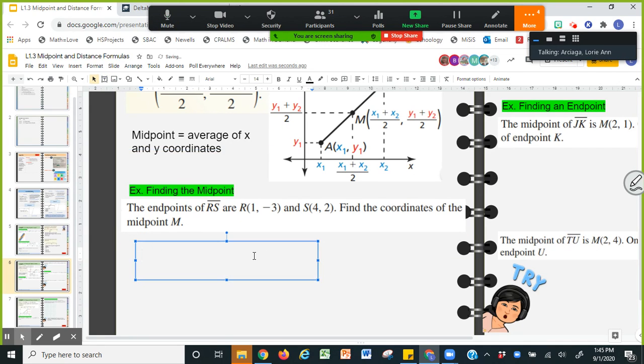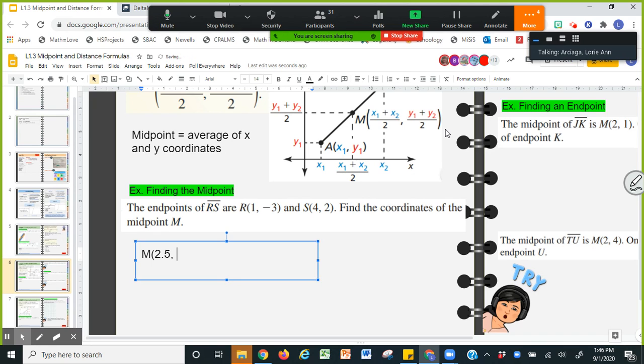Okay. So to find the midpoint M, we're going to add the x coordinates first. Why do I begin with the x? Because a point always has the x numbers first, right? So I add 1 plus 4, which is 5, right? And then I have to divide it by 2. I can't show fractions here, so 5 over 2 is going to be 2.5, because I don't have a fraction bar in the text box.